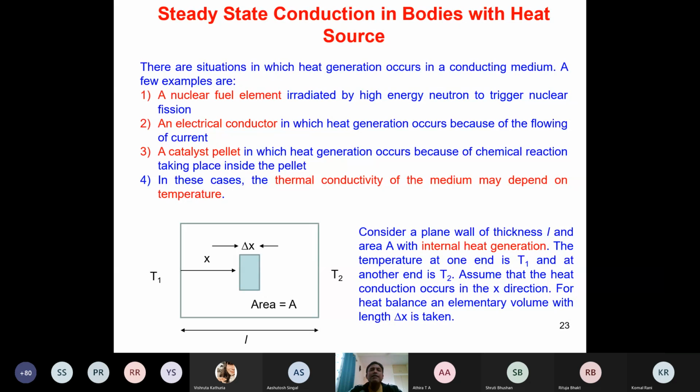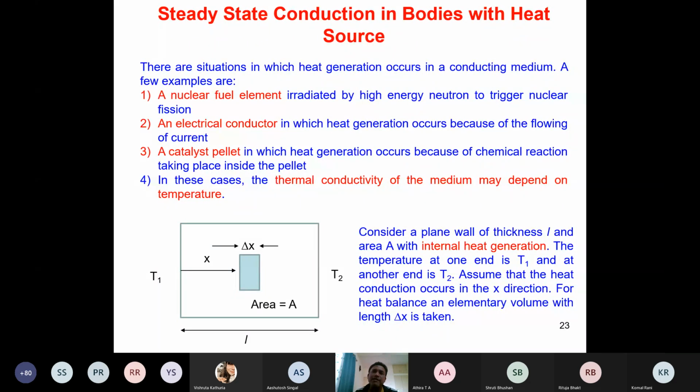So again, in the last class, we have seen one more case of a flat slab when a generation term is there. So slowly we are adding complications in the analysis which we have done in the earlier classes. So this is one more additional complication added here, isn't it? A heat generation source, a heat source, is added in the analysis.